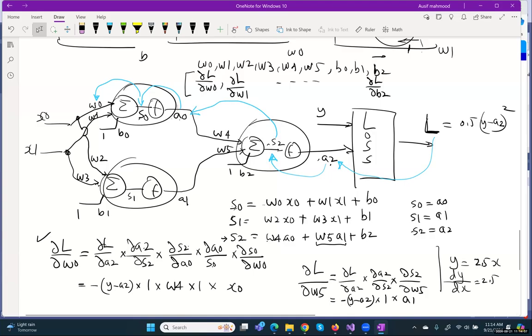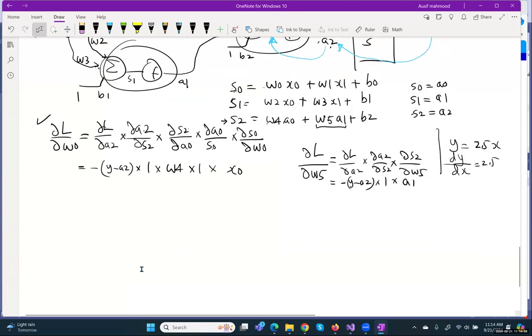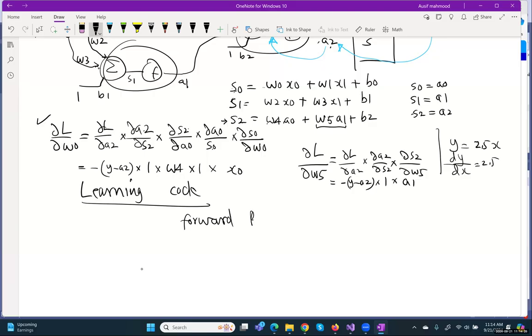So then how will the learning algorithm look? Our learning code will look something like this. Compute the forward pass. The forward pass, okay, will basically be these 6 equations.